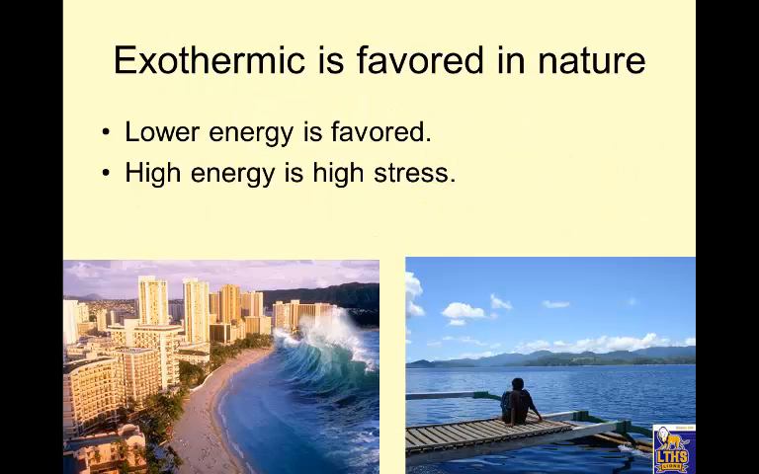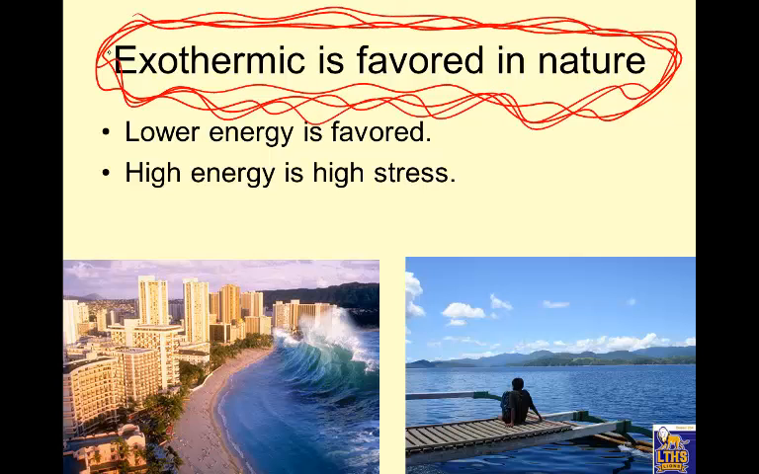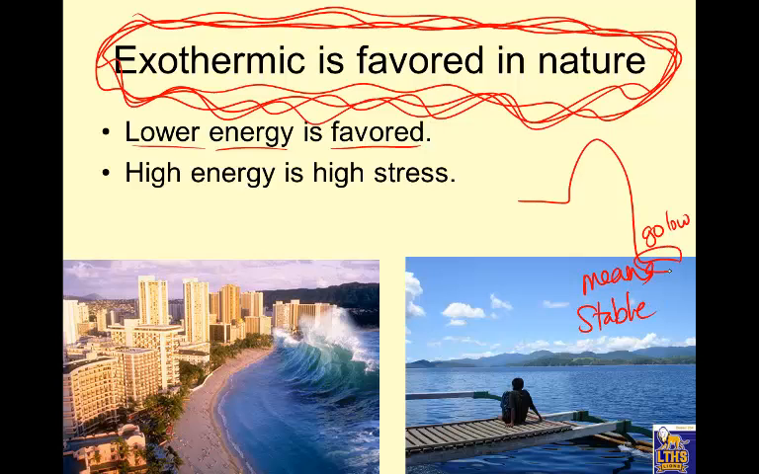All right, we're getting to the end. I know it's been long, but stick with me because exothermic is a favored natural occurrence. Why do we mean favored? We mean that anytime there could be an exothermic reaction, it seems like it naturally happens. Why? Exothermic means lower energy. So look, you go low. Go low means stable. Low energy is more stable. High energy is high stress. So when you have to make the climb, that's activation energy. This is high energy. Go low is more stable.